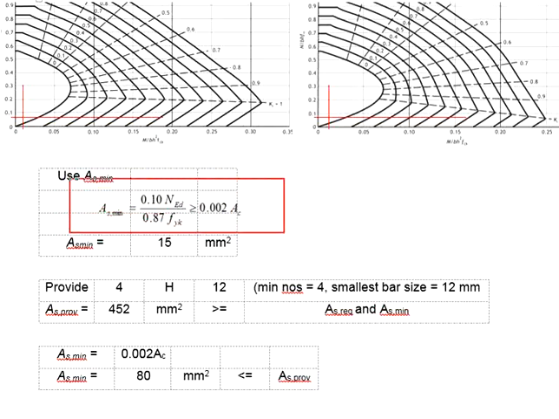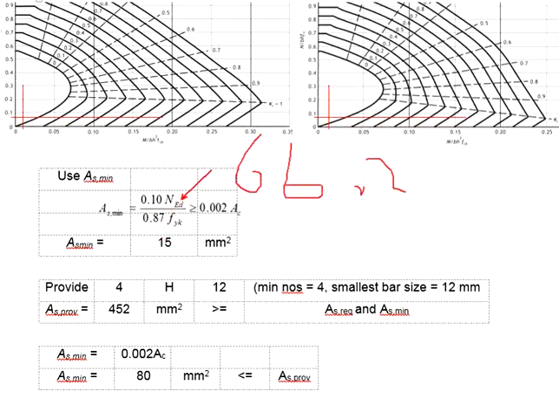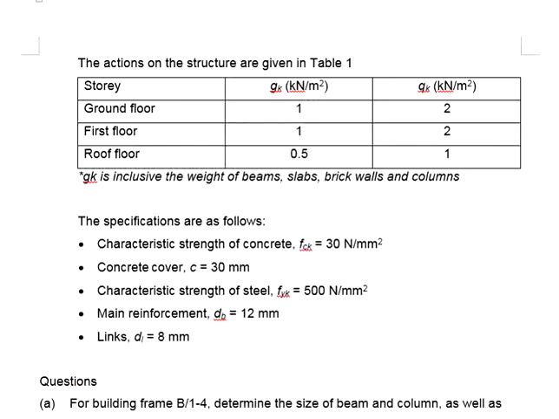This is the equation for the minimum As. It is a function of the absolute divided by fyk. The absolute is 66.24, and the fyk will be the grade of the reinforcement. According to the question, fyk equals 500.